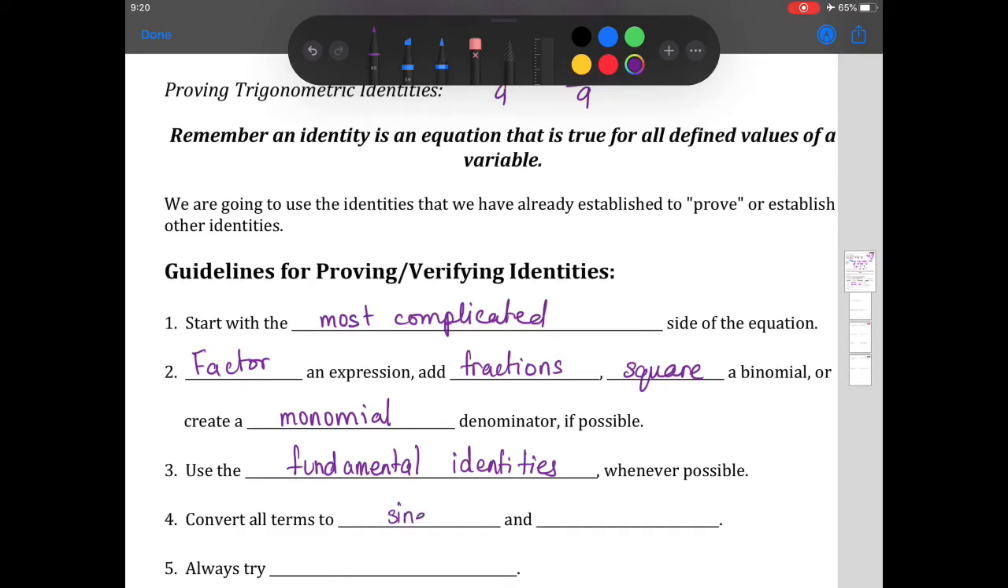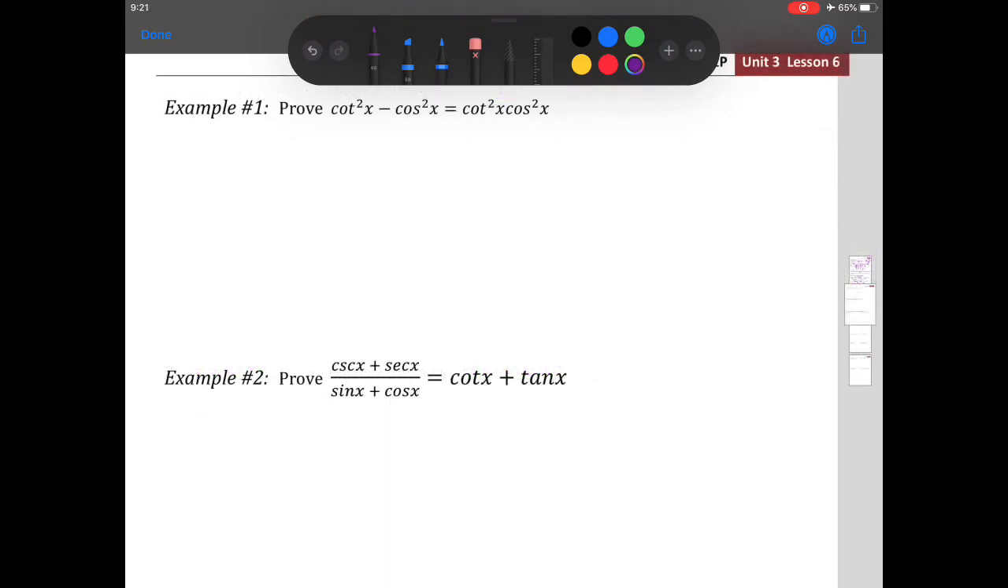And convert all terms to sines and cosines. It's so much easier to turn them into sine and cosine and then try to solve these questions. Always try something, even if you hit a dead end. Number 1 says prove this is equal to that. So I'm going to take the left side and try to prove it like the right side.